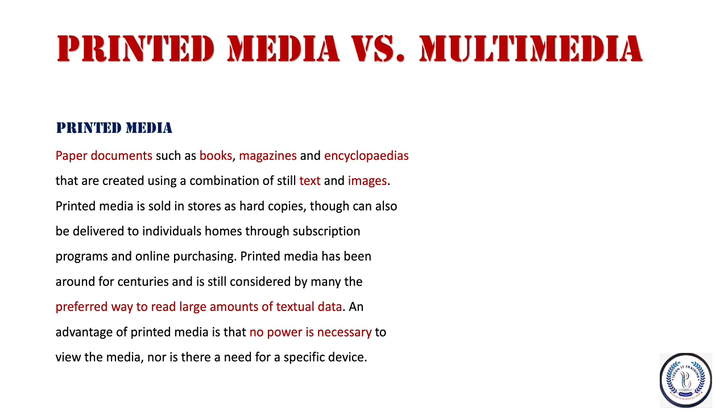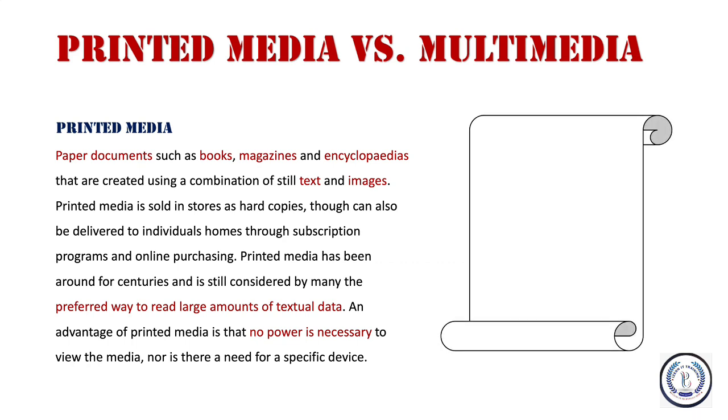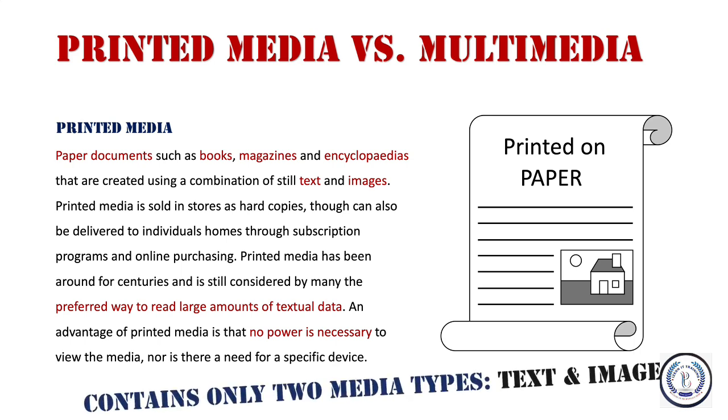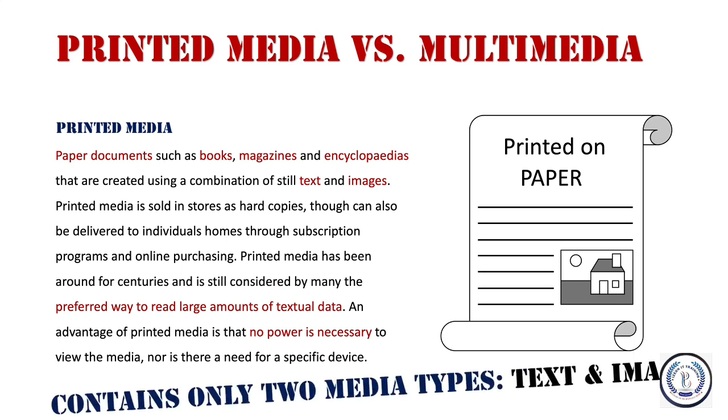So essentially what we are looking at is paper-based documents that have text printed on them and lots of rows of text for us to read, and they can also include images. And as I just stated at the beginning, it's only those two types of media that can be viewed on printed media, just text and images, but essentially they display them effectively. They're easy on the eyes because of the paper format, and as said, still preferred by many, the preferred way to read large amounts of textual data.